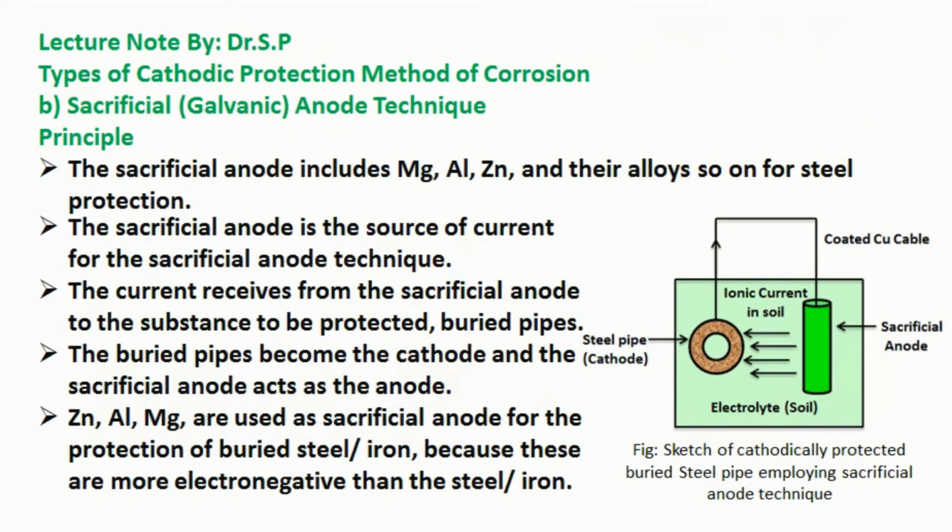The sacrificial anodes include magnesium, aluminum, zinc, and their alloys for steel protection. The sacrificial anode is the source of current for the sacrificial anode technique. The current flows from the sacrificial anode to the substance to be protected, buried pipes. The buried pipes become the cathode and the sacrificial anode acts as the anode. Zinc, aluminum and magnesium are used as sacrificial anodes for the protection of buried steel or iron, because these are more electronegative than the steel or iron.